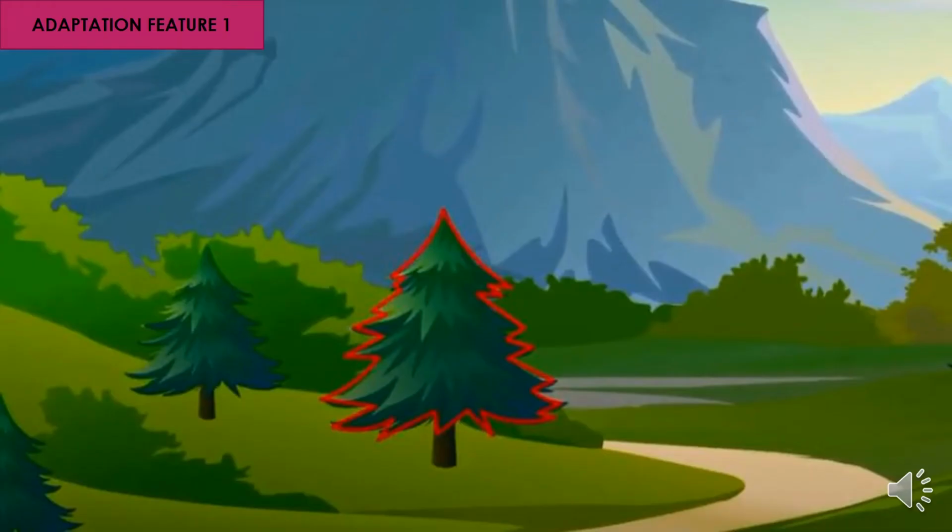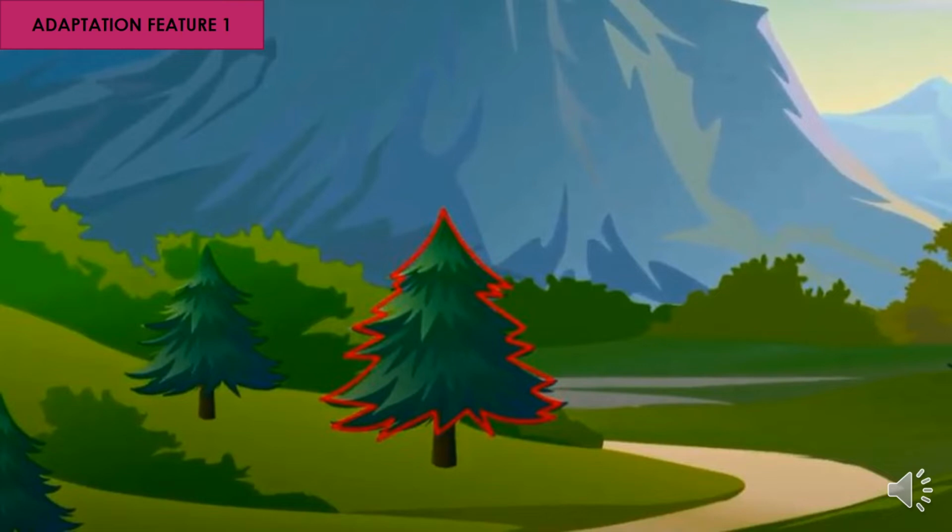Children, now the first adaptation that these trees have, which helps them to survive in such cold conditions is, children, can you see the shape of this tree with the red outline? Can you tell me which shape this is? Is it a circle, children? No. Is it a square? No. It's a kind of a triangle. Children, do you remember the shape of the ice cream cone? Yes. So similarly, this tree is also shaped like a cone. It is conical in shape.